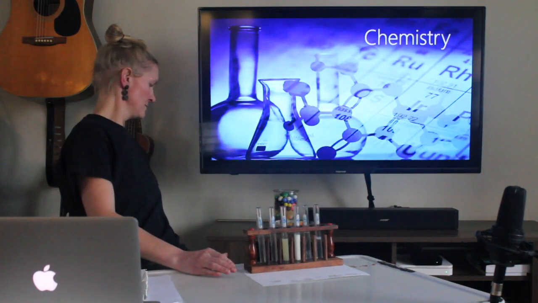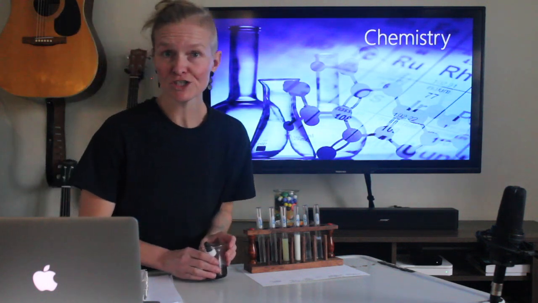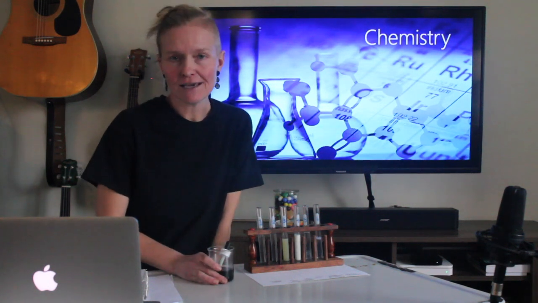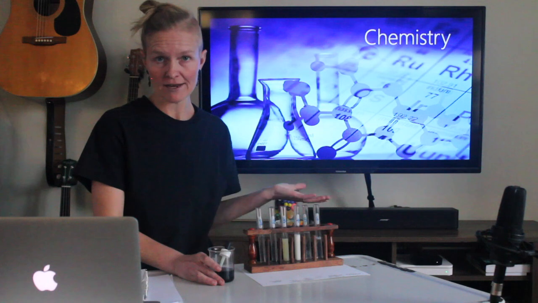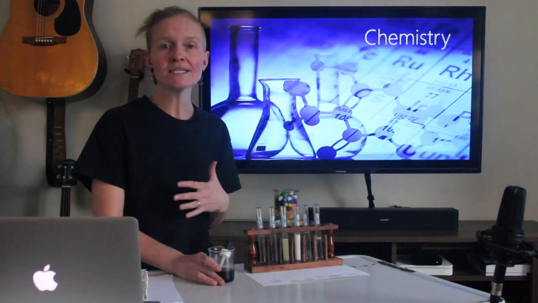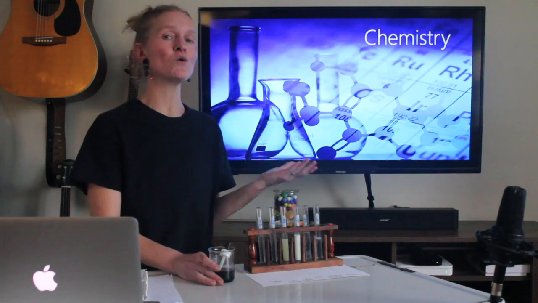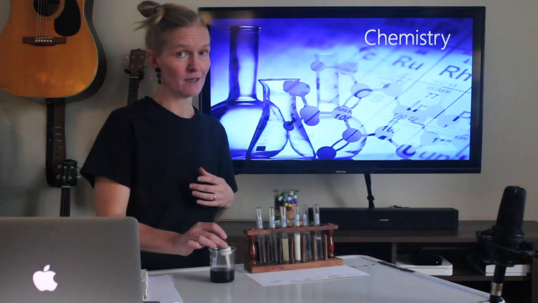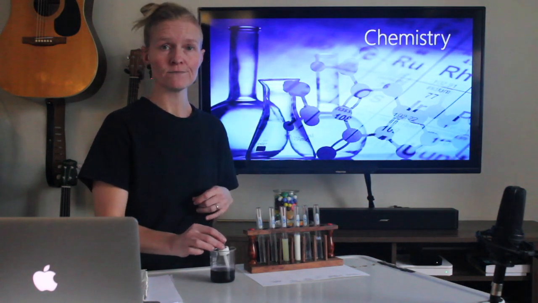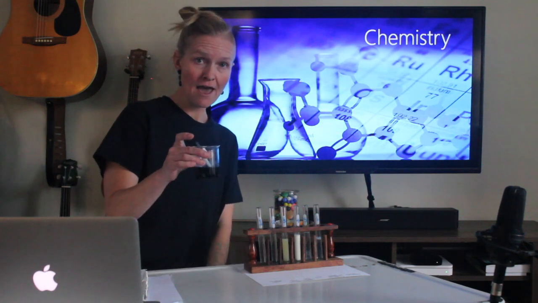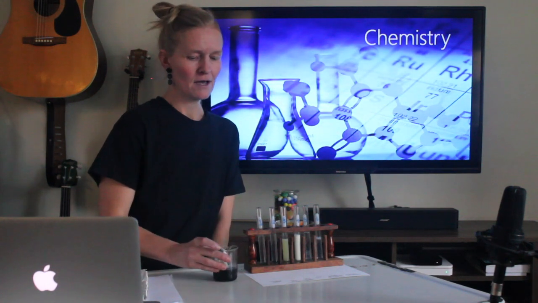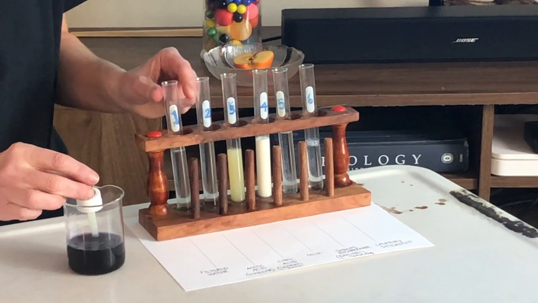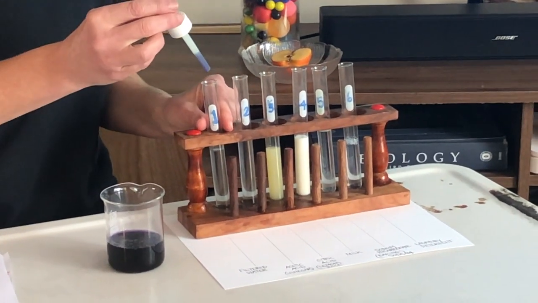Okay, so what I did, and what you're gonna do this week, one of the experiments that you can try, is I made an indicator. An indicator, we talked about litmus paper. Litmus paper is one type of an indicator which will show if something is acidic or a base. And we made our own indicator here at home using purple cabbage. So I just boiled some purple cabbage and made a solution of that. And we're gonna use this as our indicator. So I'm gonna put a few drops of indicator in each of these test tubes.